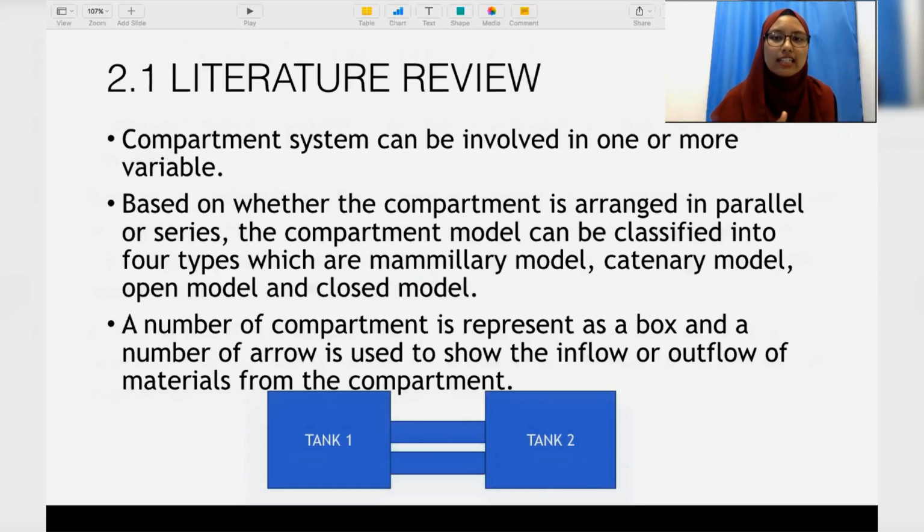Okay, then for literature review, compartment system can be involved in one or more variable. It is either arranged in parallel or series. The compartment model can be divided into 4 types, which are mammillary model, catenary model, open model, and closed model. The number of compartment is represented as a box. Meanwhile, a number of arrow is used to show the inflow or outflow of materials from the compartment. So in this project, we focus on 2 interconnected compartment open system, which is described as the diagram here.